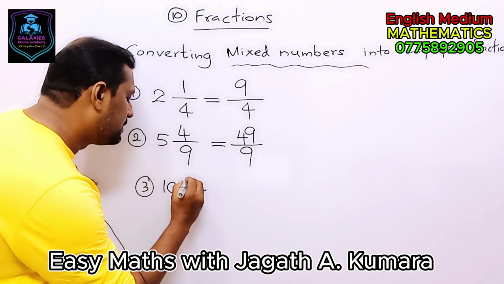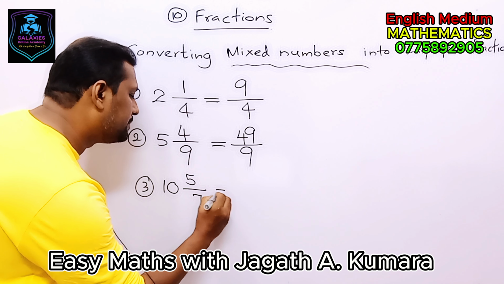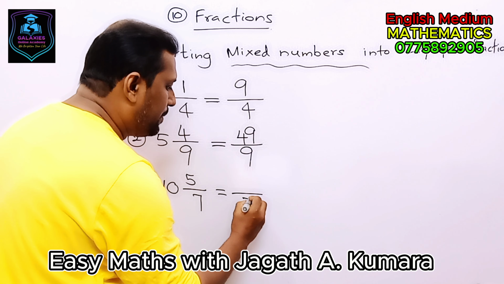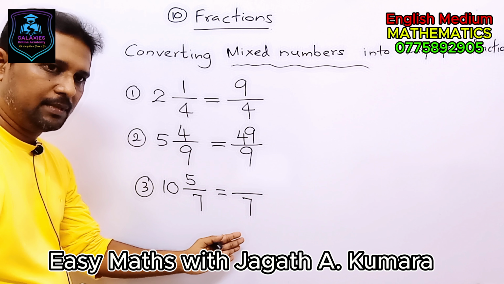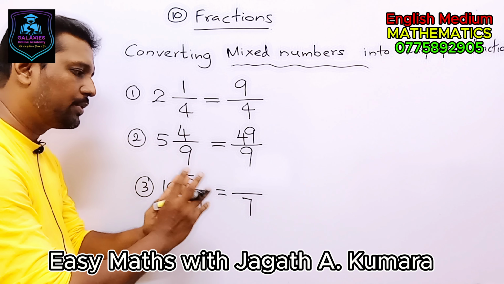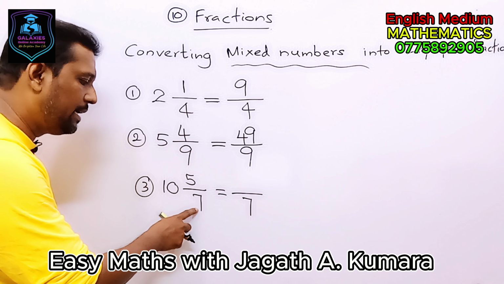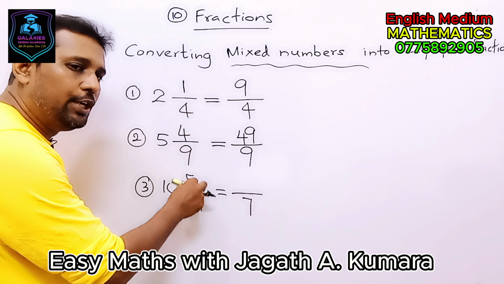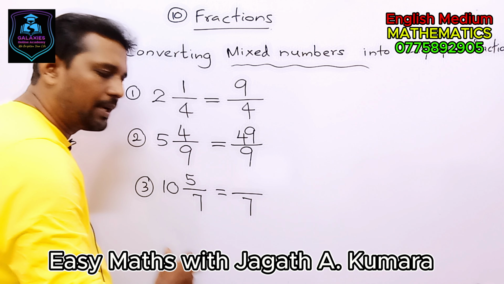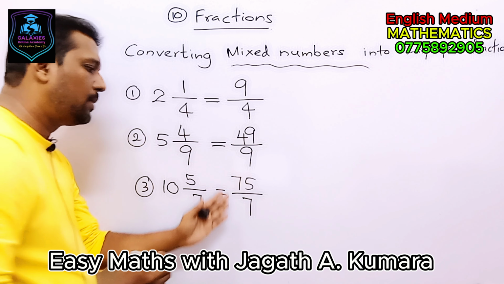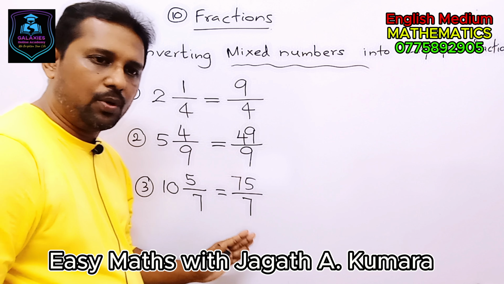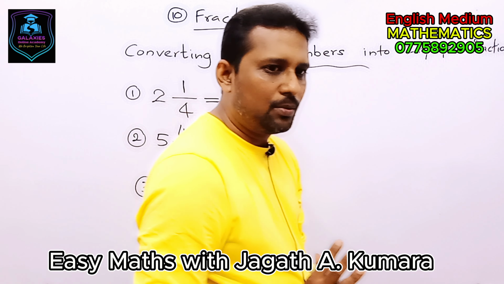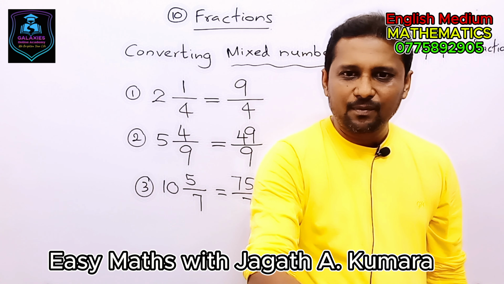Look at another example. 10 5/7. Right. Denominator is 7. So improper fraction denominator same one, 7. Now we have to check the numerator. How you can get the numerator? First you multiply denominator and whole number. 7 times 10, 70. 70 plus numerator. 70 plus 5, 75. So what is the improper fraction? 75/7. Right? Who can understand now? Hands up.